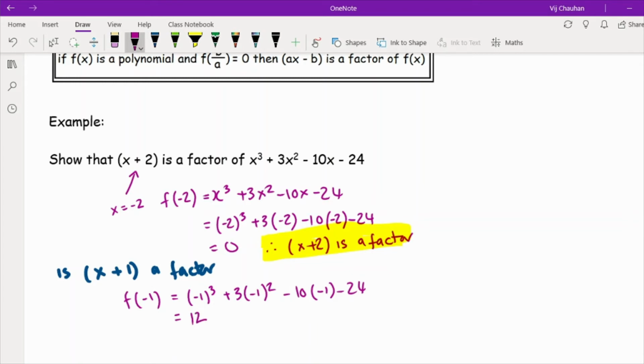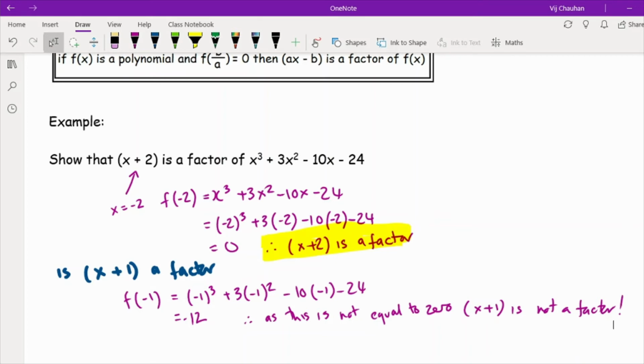It gives minus 12. So as this is not equal to 0, x plus 1 is not a factor. Again, it's always worth adding that extra line to prove what you're stating.